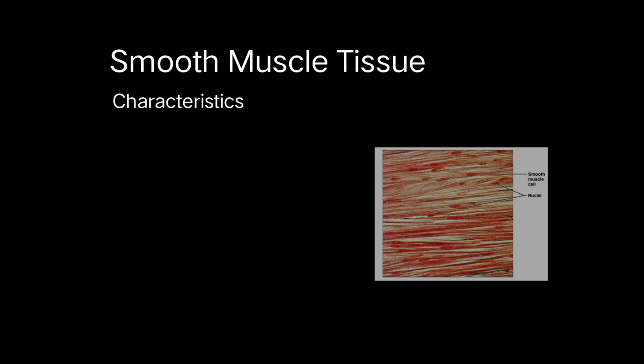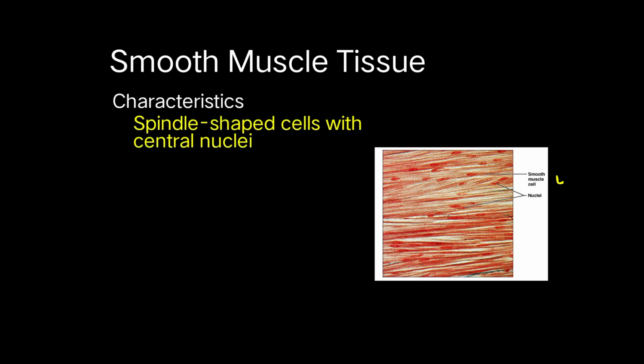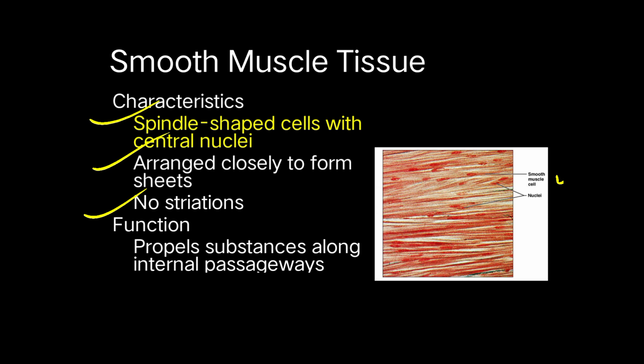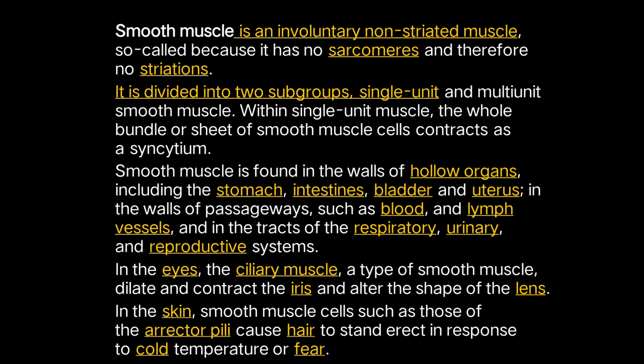Now come to the next, that is the smooth muscle tissue, which is visible here as spindle shaped cells with nuclei. The characteristic spindle shaped cells with central nuclei are arranged closely to form sheets, and no striations are there. The function is to propel substances along the internal passageway. They are under involuntary control, and the location is mostly in the wall of hollow organs.